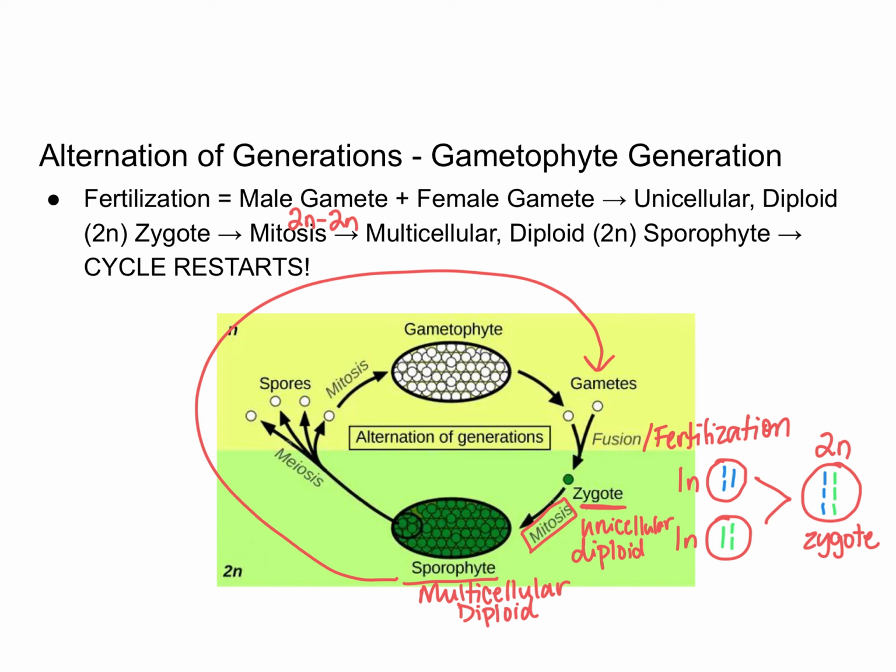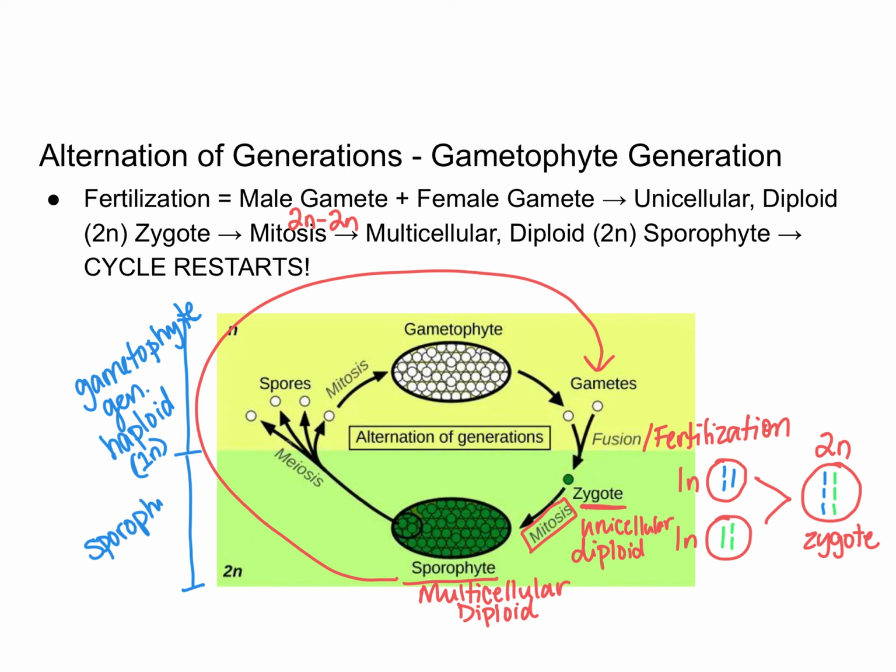And just a reminder, the area up here in yellow is looking at the gametophyte generation of the alternation of generations. And during this generation, all of the cells are haploid. The green, or the bottom part of this diagram, is looking at the sporophyte generation, where all the cells are diploid, or 2N.